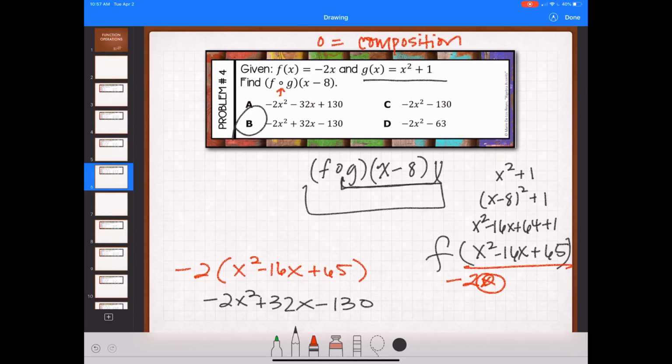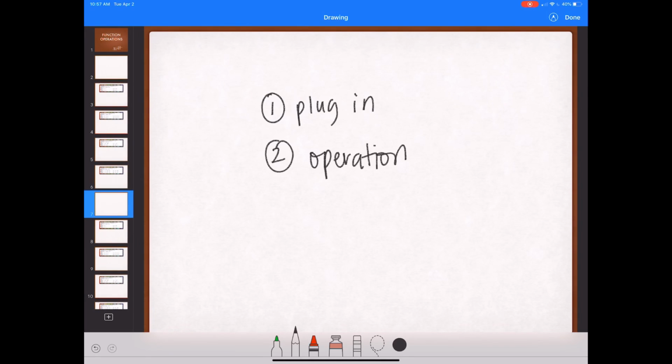Okay, so now let's take a look at the next method. This is method 2. And you decide which one's easier for you. I'm going to show the same 4 problems, but with plugging in first and then doing the operation.